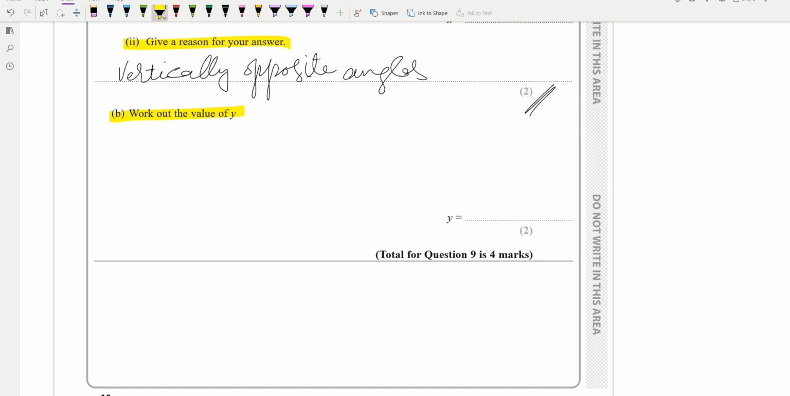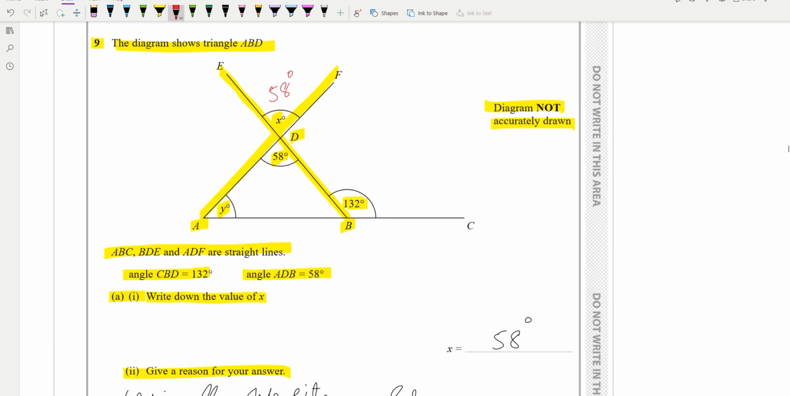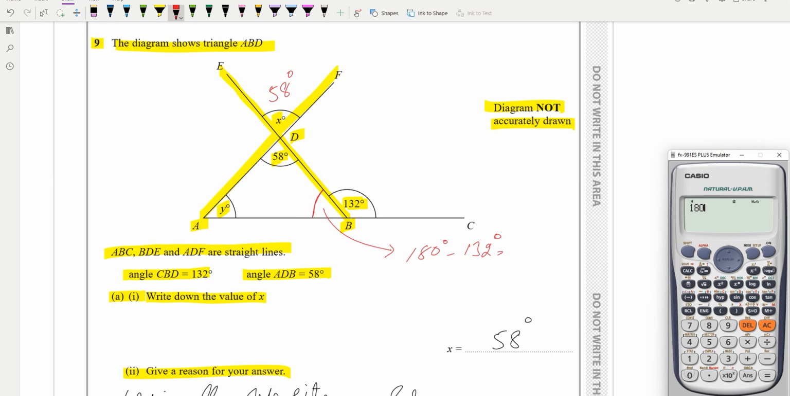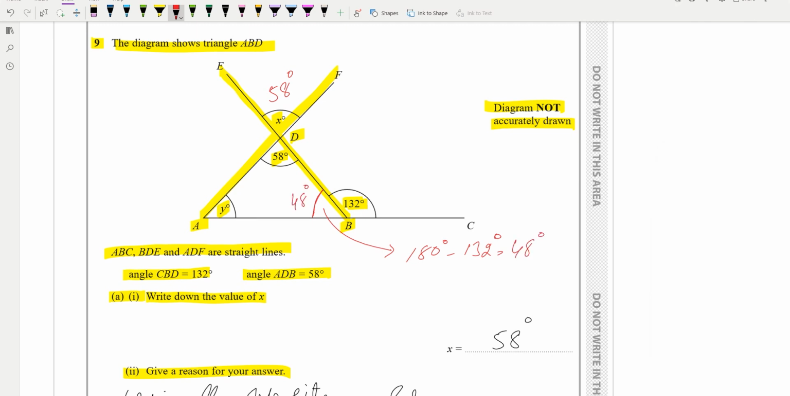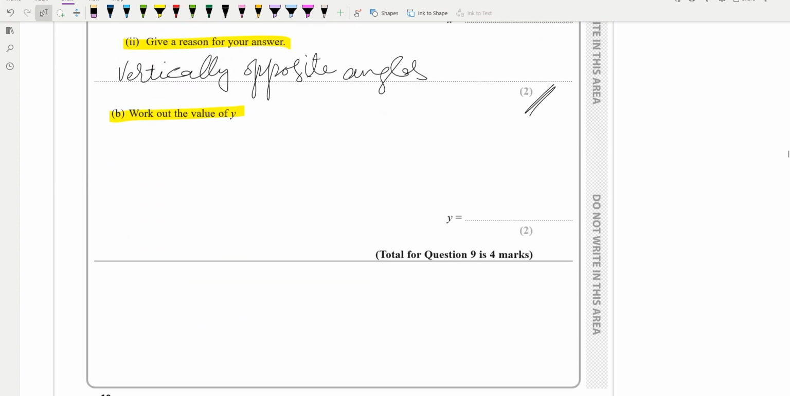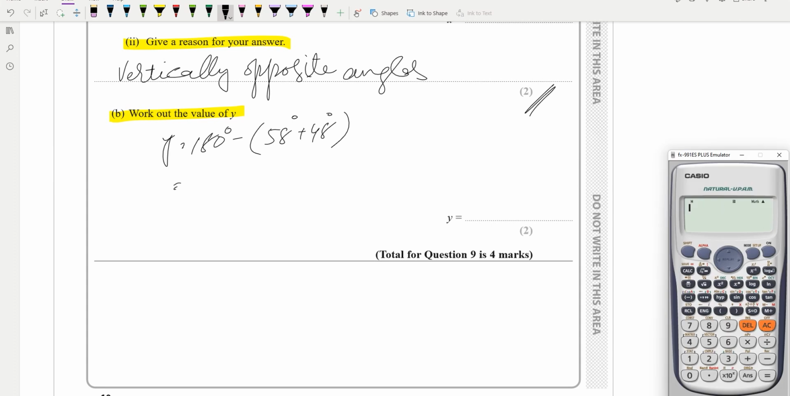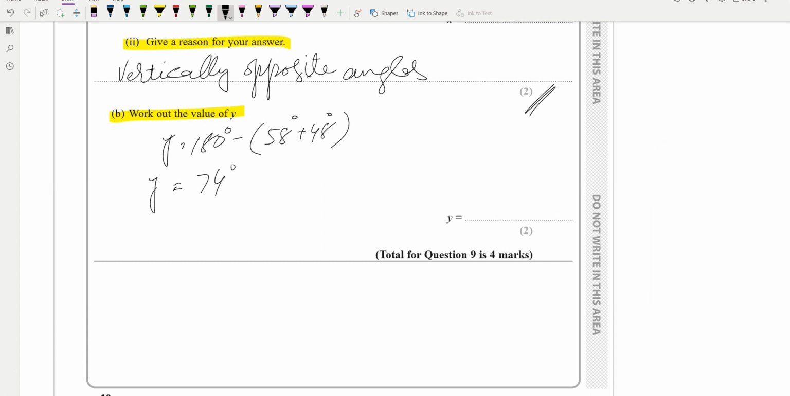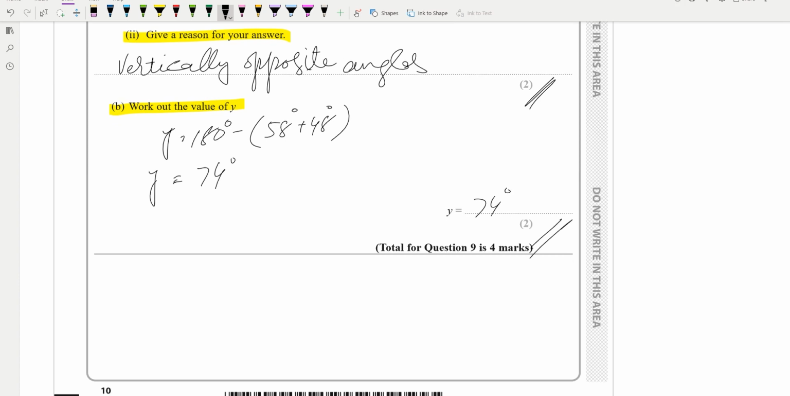Part b: work out the value of y, and y is this angle. To find y we can first figure out this angle, which is 180 minus 132 degrees. 180 minus 132 is equal to 48 degrees, so this angle is 48 degrees. Now we can find y, which is 180 minus 58 plus 48. So y is equal to 180 degrees minus 58 plus 48 degrees, and this is equal to 74 degrees. So y will be equal to 74 degrees, and this is a 2-mark question which we are done with.